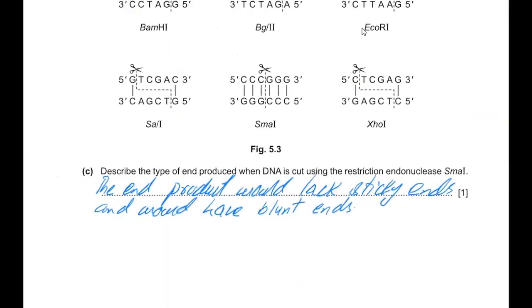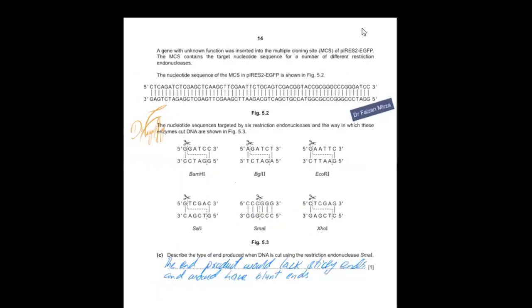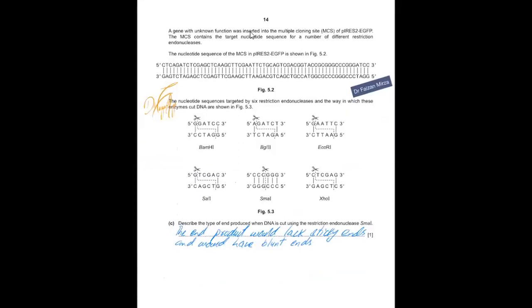So this information is given to you. They are saying to describe the type of end product produced when DNA is cut using the restriction endonuclease SmaI. So the end product would lack sticky ends; it would have blunt ends. Keeping this in mind, let's go to the next page now. What are they showing next?